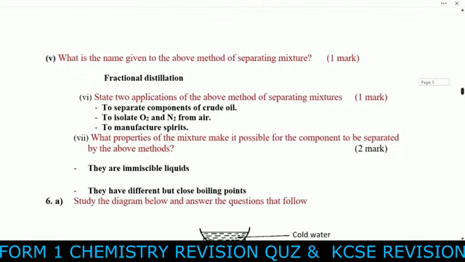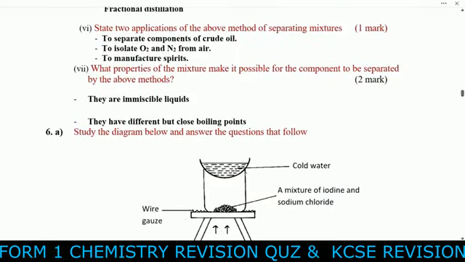Then we go to the next question. You are told, what is the name given to the above method of separating mixtures? That one is fractional distillation. And next, you are told to state 2 applications of the above method of separating mixtures. Where can it be applied? It can be applied to separate components of crude oil. It can be applied to isolate oxygen gas and nitrogen gas from air. It can also be used to manufacture spirits.